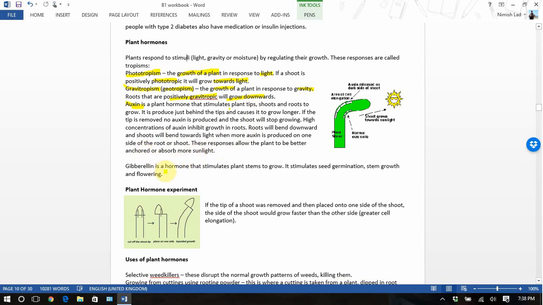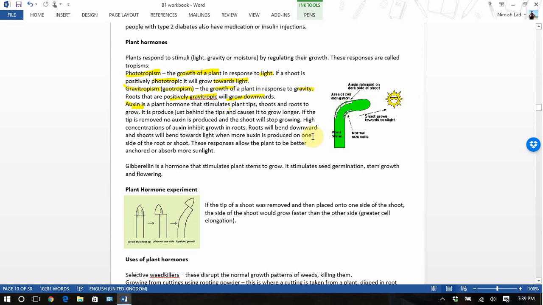Gibberellin is a hormone that stimulates plant stems to grow. It stimulates seed germination, stem growth and flowering. Okay. So you have an area of cell elongation on the opposite side of growth. So auxin is released on the dark side of the shoot. So the auxins are released on this side, you get cell elongation, and therefore it's getting longer.